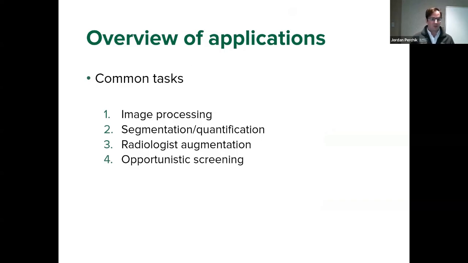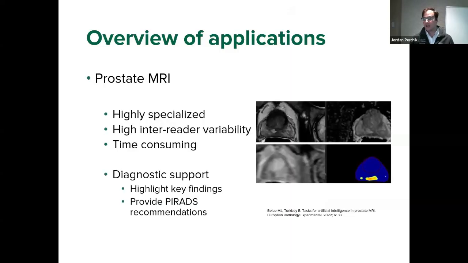So some of the common tasks that we're going to see with AI applications and body imaging are going to be your image processing, segmentation and quantification applications, and then different radiologist augmentation tools. And we'll close by talking about opportunistic screening, which is a very exciting development that we've had recently in the field. So one area that's been especially targeted has been prostate MRI.